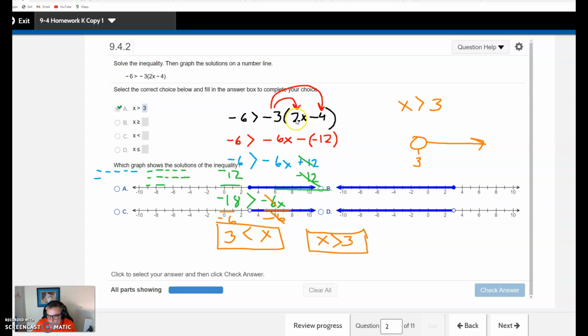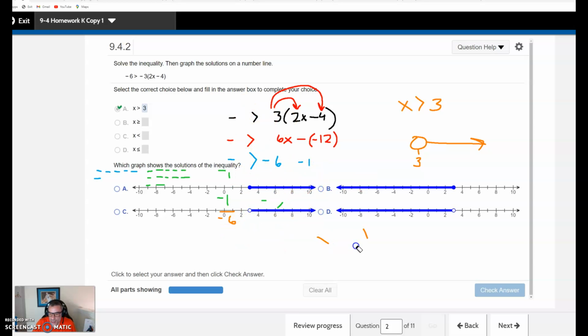Okay, so I'm going to delete all this stuff here so I can see my graphs. We're looking for a graph that looks like that orange one there. And again, I'm looking for open circles. Here's an open circle, but that shows a less than. Here's an open circle between 2 and 4, so that looks like it would be 3, and it goes to the right. So there's my graph.